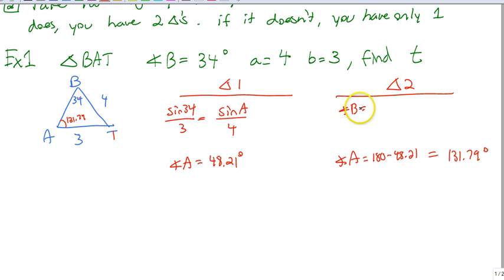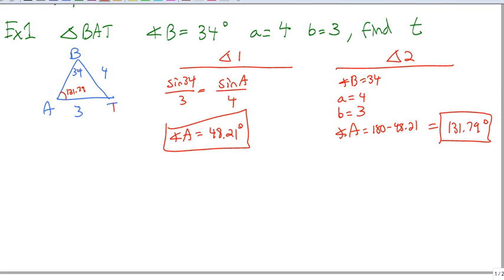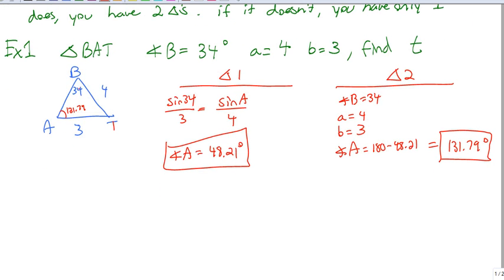Angle B is still 34. Sides A and B are still the same. I'm just writing them here so you guys know these do not change. But what did change is angle A for this triangle is this. Okay? So, all we need to do now is find the missing pieces. Oh no, it says find T. Okay, well in order to find side T, which is over here, we need to find angle T.